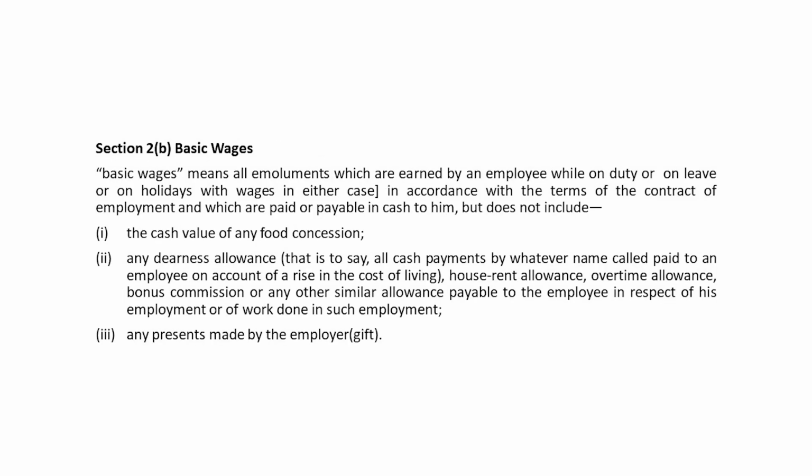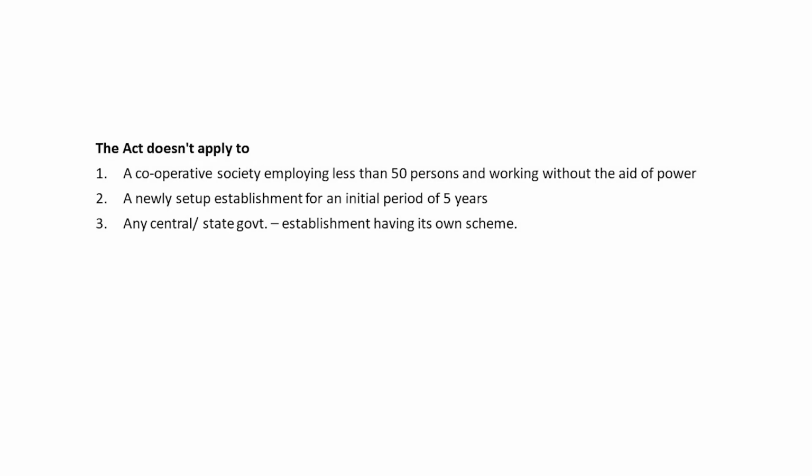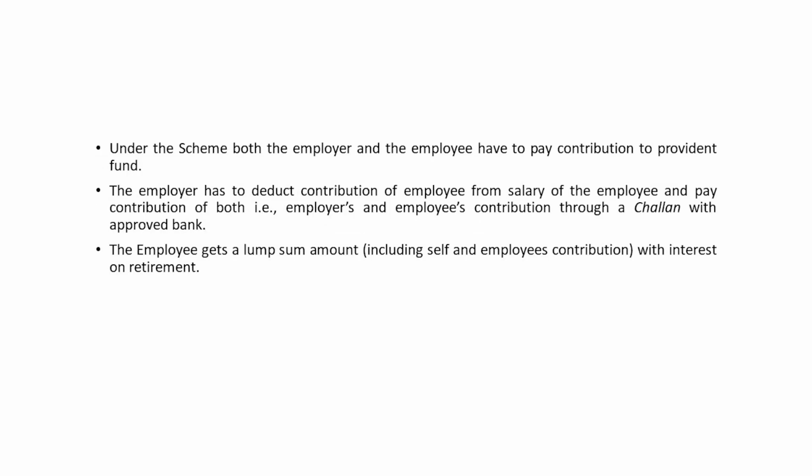Second is the Employee Provident Fund Scheme. In this, both the employer and the employee have to pay the contribution to this Provident Fund, and the employer has to deduct the contribution of the employee from the salary of the employee and pay both the employer's and the employee's contributions through a challan, approved by a bank. The employee gets a lump sum amount, including his own and the employer's contribution with interest, on retirement.